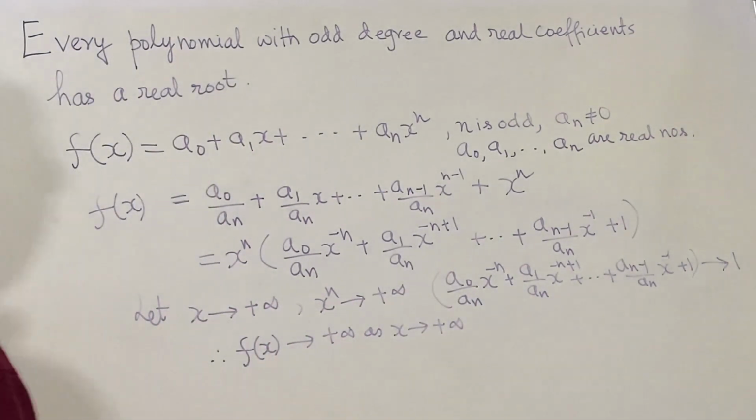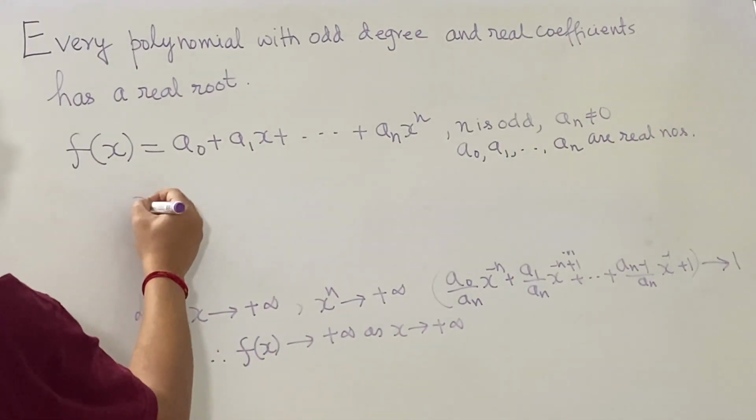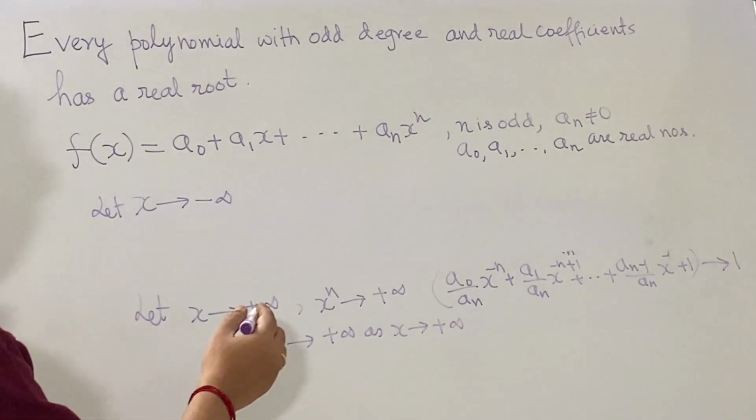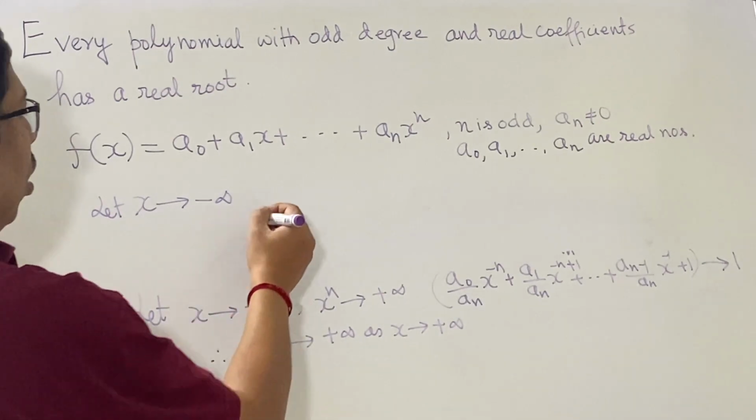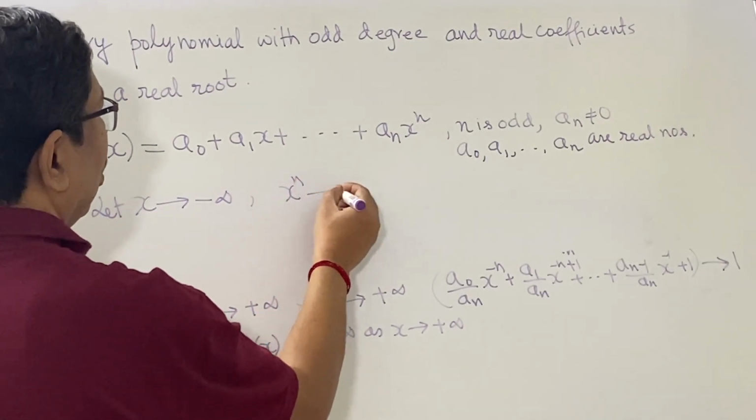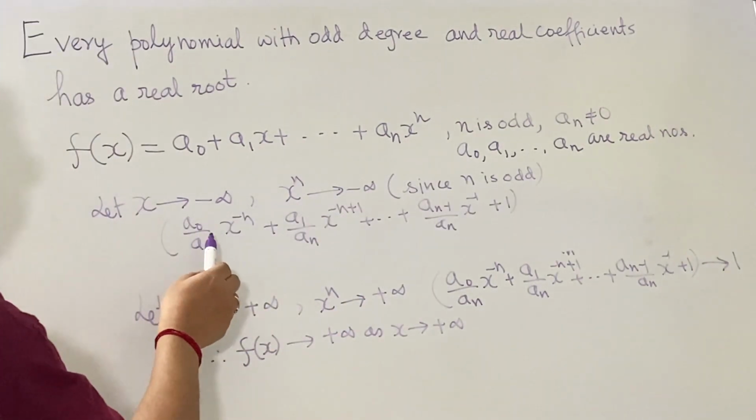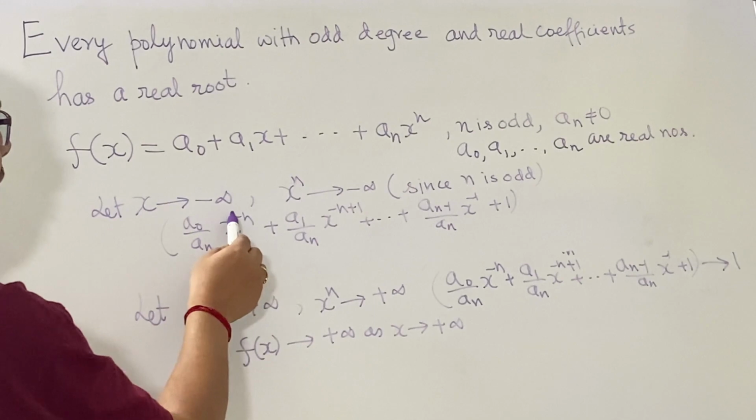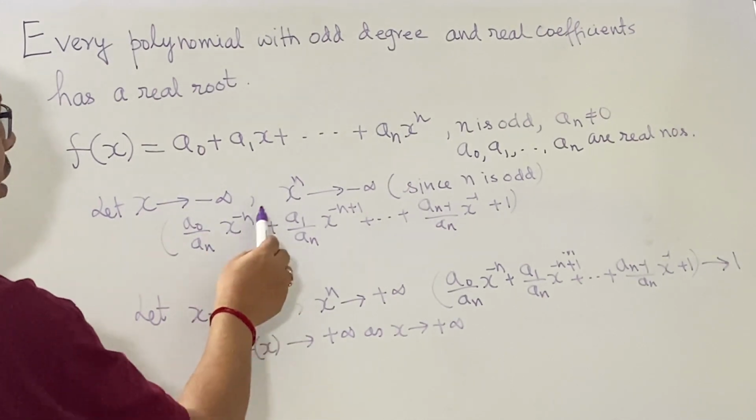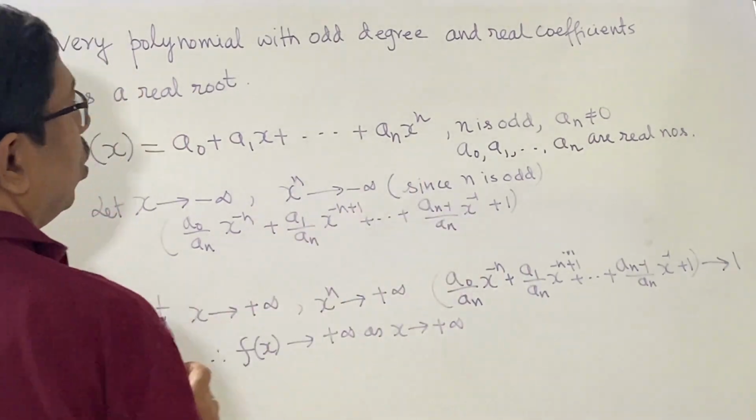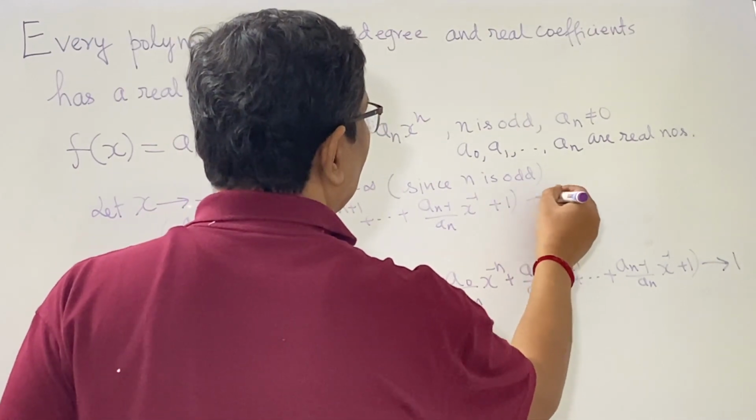Now what happens if x goes to minus infinity? When x goes to minus infinity, remember that n is odd, like x cube, x to the power 5 and so on. So x to the power n goes to minus infinity. The other terms, as x goes to minus infinity, again because they are like 1 by x to the power n, all go to 0. And therefore, this term again goes to 1.